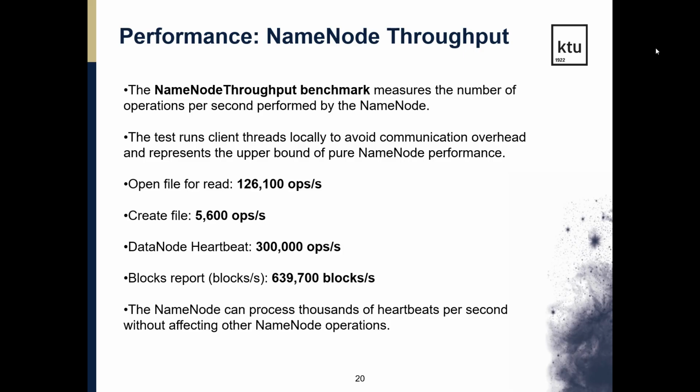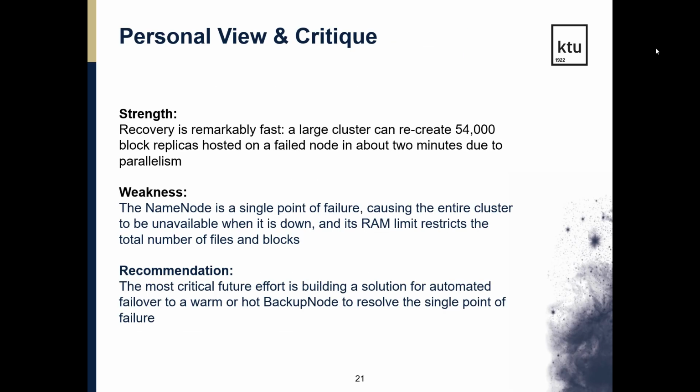For DataNode heartbeat connection, each time it has to send a report, it does 300,000 operations per second, and for block report it does 639,700 block operations per second. The NameNode can process thousands of heartbeats per second without affecting other NameNode operations, so you can see how efficient it is. And now my personal view and critique: what are the strengths?